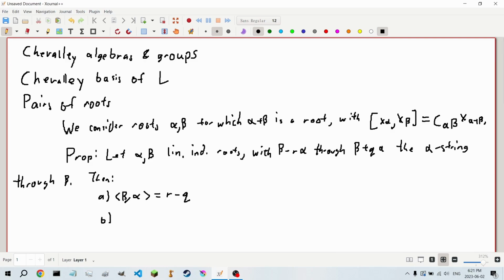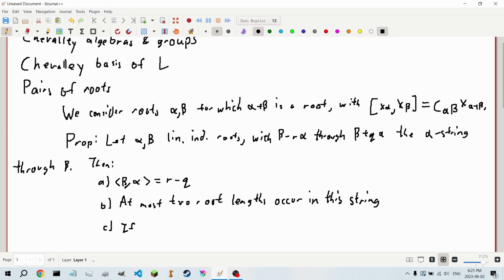So I think this is more oriented towards a formal root system. Part B: at most 2 root lengths occur in the string. I swear my writing's better than this in real life. Part C is that if their sum is a root, then the value of r plus 1 is q times the inner product of alpha plus beta with itself over beta with itself.